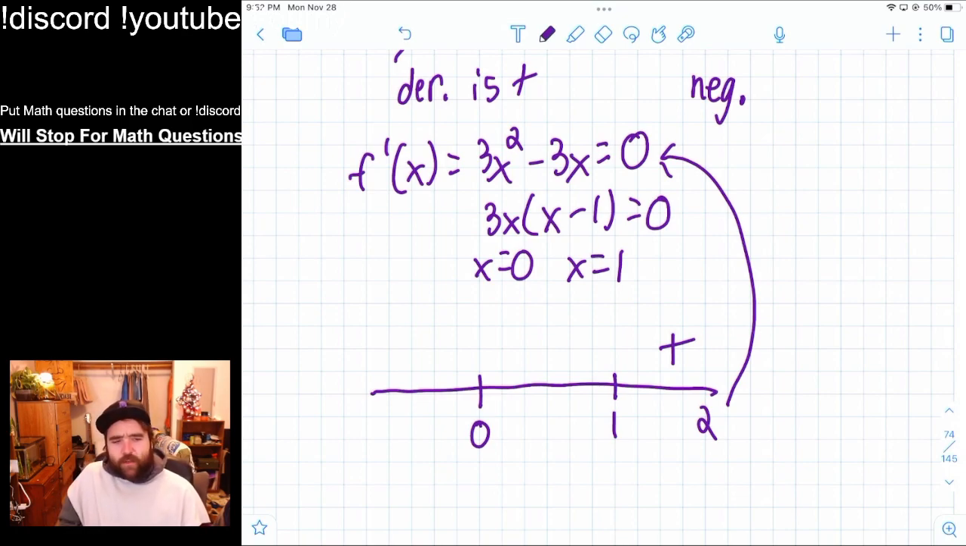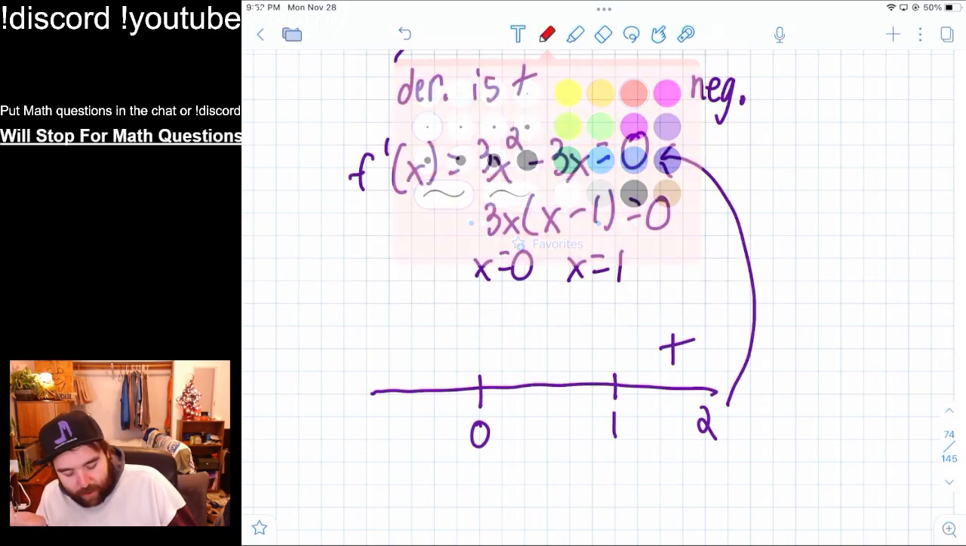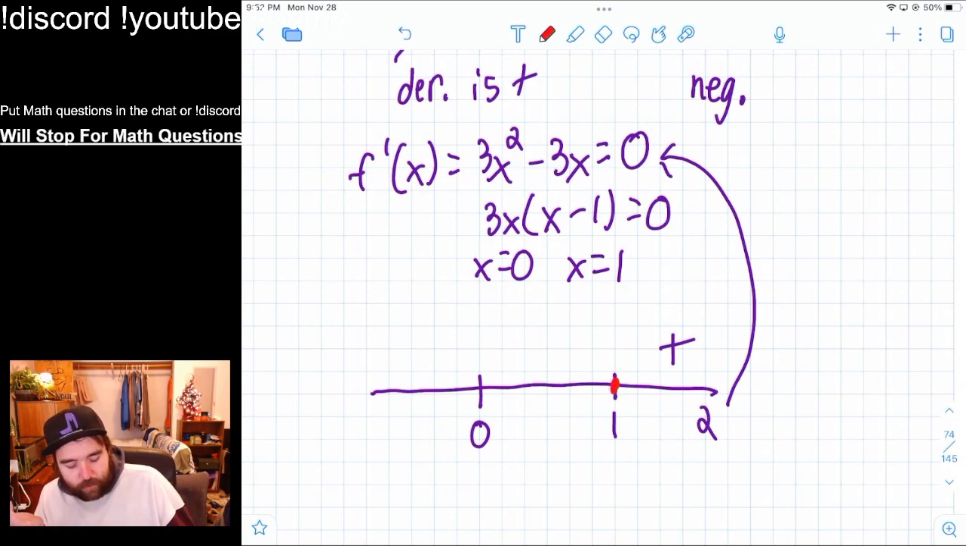And that means that entire section has to be positive, right? Because if it ever ended up being negative somewhere in that section, it would have to cross 0. It would have to be 0 in between. And it's not. It's only 0 here. That's where it crosses.